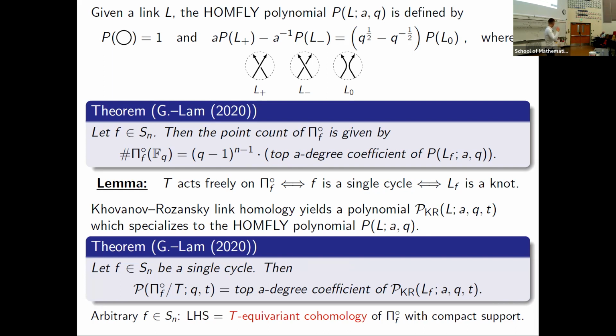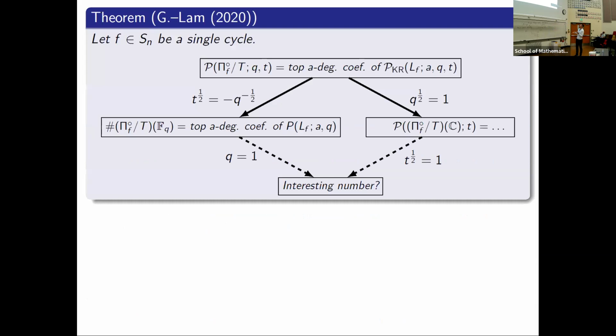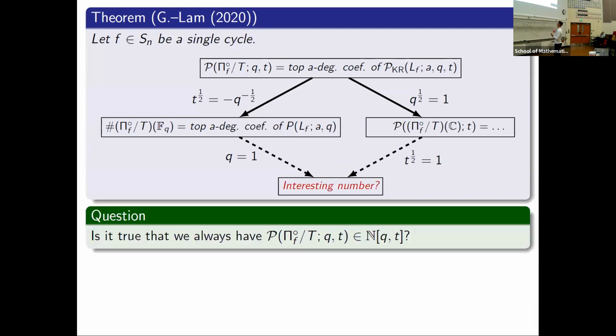All right. So let me reformulate this theorem using my diamond here. At the top, you have the Khovanov-Rozansky homology. On the left, you have the Humphreys polynomial. On the right, the Poincare polynomial is equal to whatever. But what happens at the bottom? Is there an interesting number for any one of your permutations? In other words, does this diagram commute whenever f is a single cycle? So is it true that this mixed Hodge polynomial doesn't have any half integer powers of q and t? And the answer turns out to be no.